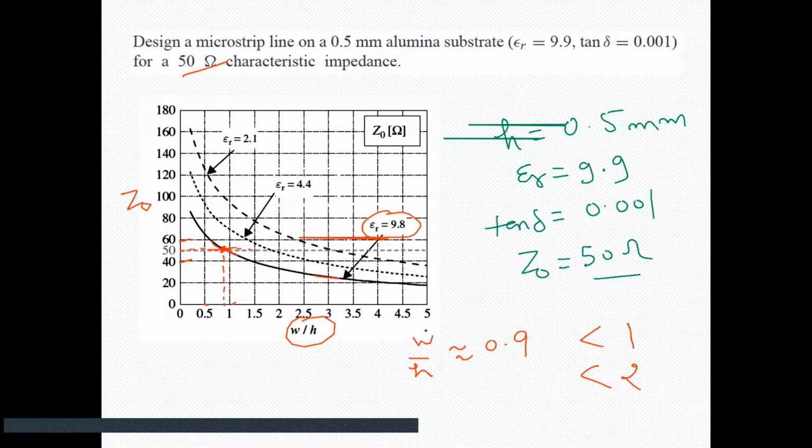As I have told you, either we can assume the value of W by H, or we can calculate W by H from the graphs, and these graphs are given in many of the books, almost all the books on microstrip lines. So we can take the value of W by H directly from the graph. Now we will calculate the rest of the values. We have already found that W by H is less than 1.